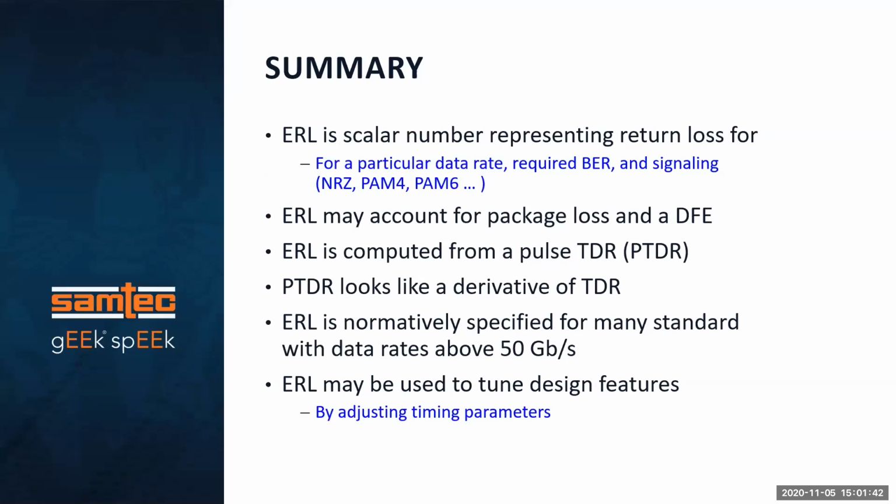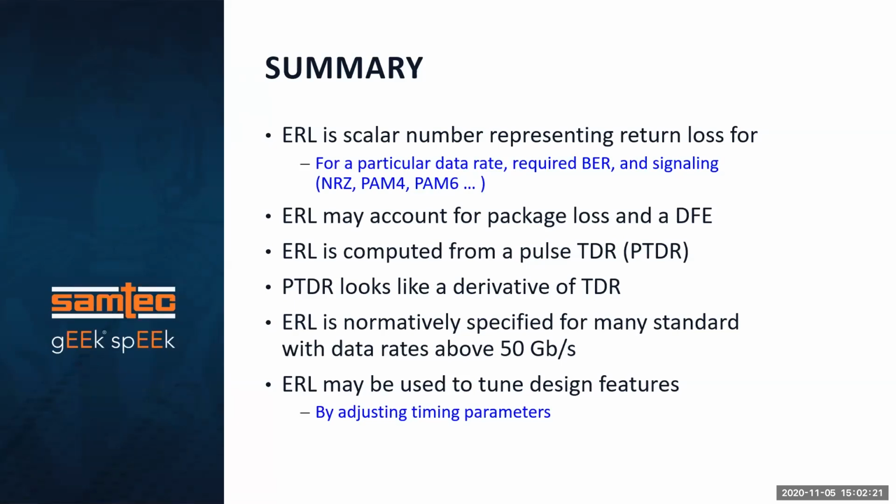So in summary, ERL is a scalar number that represents return loss for a particular data rate and a required BER or DER and a certain type of signaling, NRZ, PAM4, and PAM6. It will adjust to the signaling. It basically tells how many levels of amplitude modulation you're doing, and it'll adjust ERL accordingly.